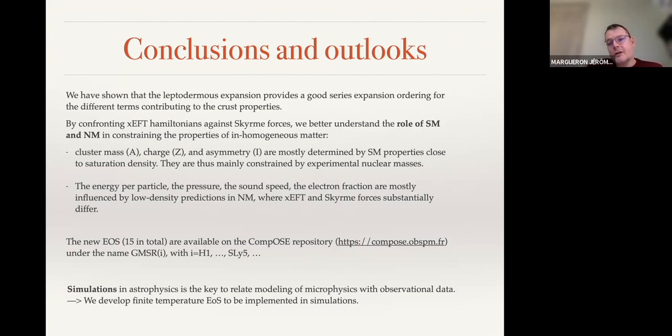So your question, I think, is whether this can help in the understanding of the convergence in the prediction for the crust. So I think this study is possible. We haven't done it.